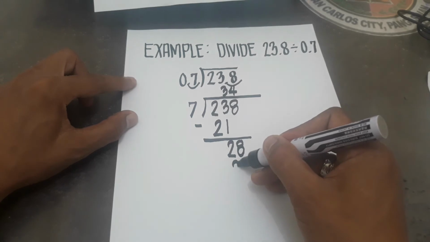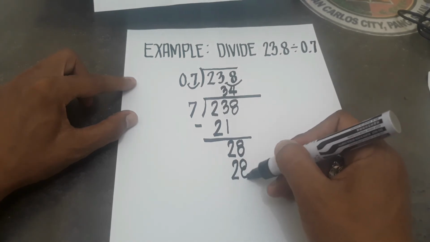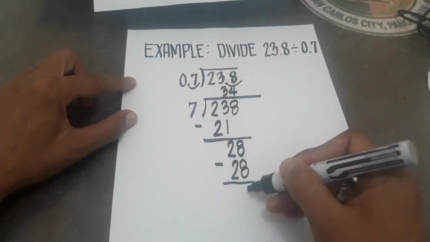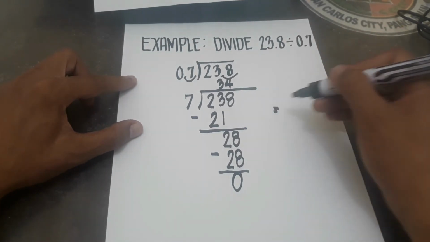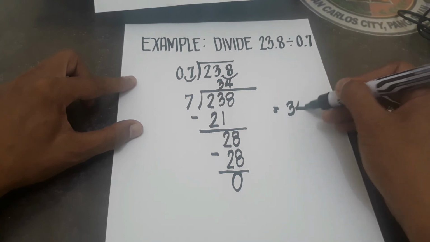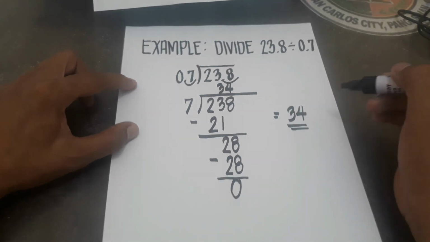4 times 7 is 28. And minus, magiging 0 na yan. So our answer is 34. Okay, so ganun lang yung rule.